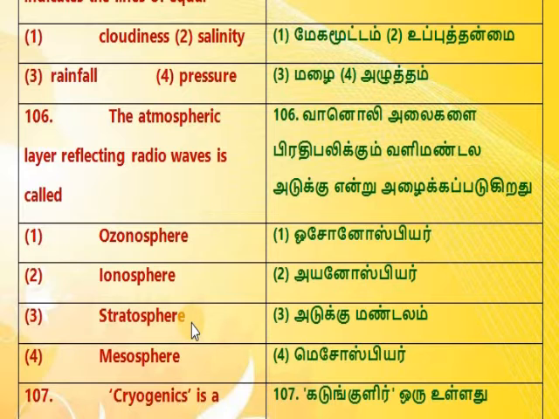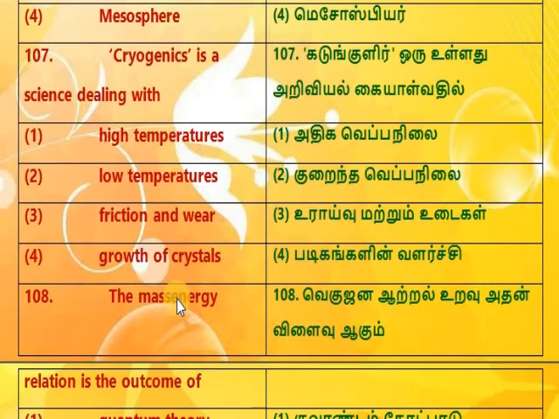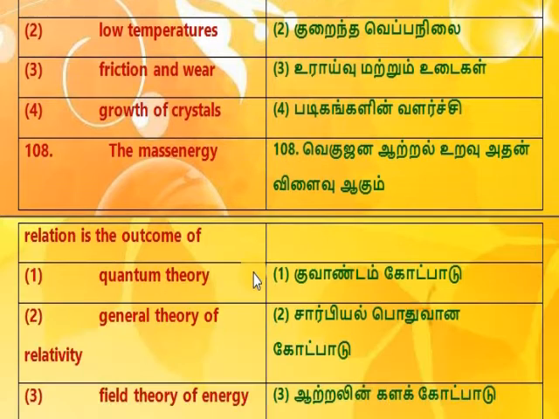106. The atmospheric layer reflecting radio waves is called 1. Ozonosphere, 2. Ionosphere, 3. Stratosphere, 4. Mesosphere. 107. Cryogenics is a science dealing with 1. High temperatures, 2. Low temperatures, 3. Friction and wear, 4. Growth of crystals.